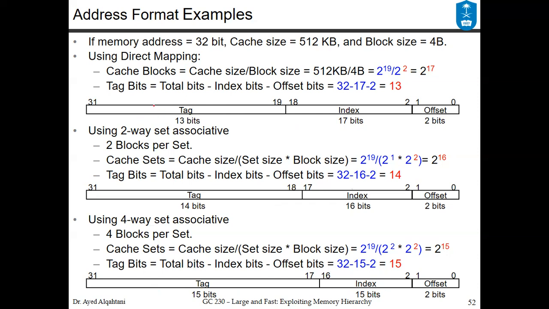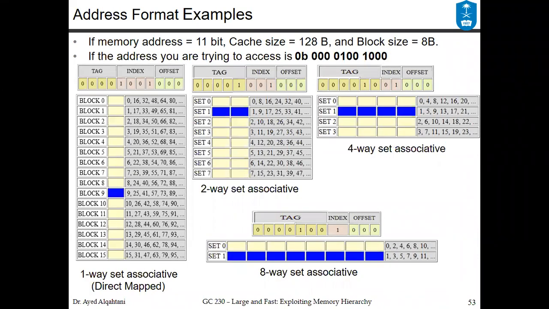Also, looking at the tag, as we increase the associativity, the number of tag bits will increase. To see this in another example, say you have a memory address that is only 11 bits. Usually we have 32 bits, but for this example, because I don't have a lot of space in this slide, I assume that the memory address has only 11 bits. The cache size is 128 bytes. It's not kilo anymore, again, for the same reason. I don't have space in this slide. And the block size is equal to 8 bytes.